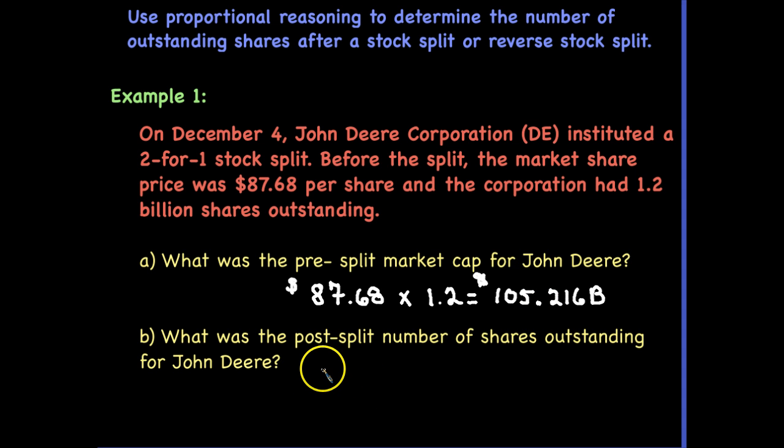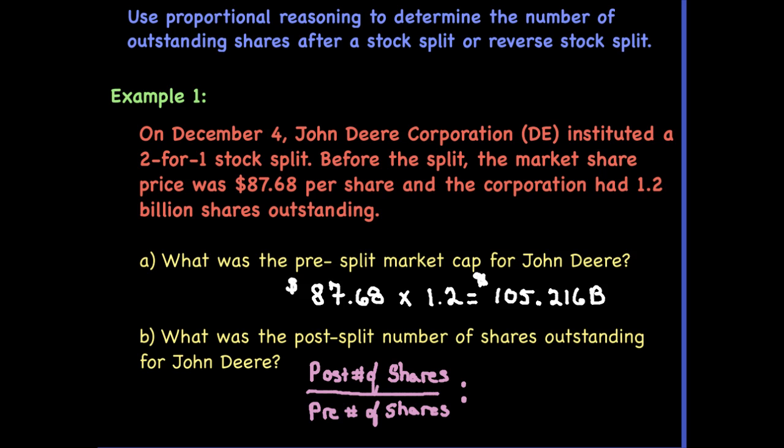Now let's look at the post-split number of shares outstanding. In this case, we want to look at proportional reasoning. Whenever we are determining the post or pre number of shares or price, we want to set up some words for us to look at. So in this case, post number of shares over pre number of shares. Now you could flip it if you wanted to, but either way this is going to help guide us when we set up our proportional fractions.